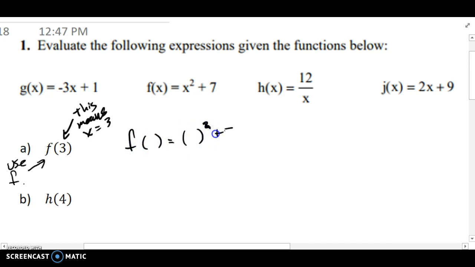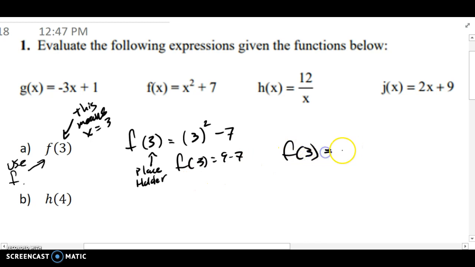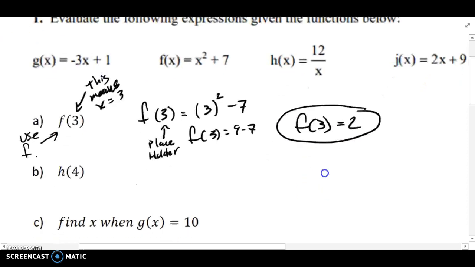Okay, so there's f. Notice there's no x's in it. And the 3 is going to go in both x's. Now this is a placeholder. It doesn't actually do anything. So then 3 squared is 9. So we're going to get f of 3 equals 9 minus 7. So f of 3 equals 2. And that's what we're going to look for as the answer.